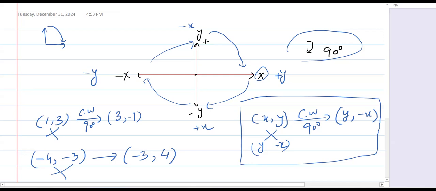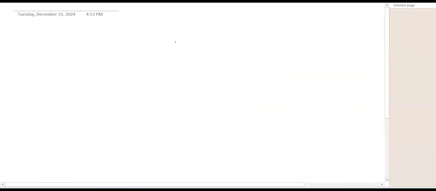If you forget, let's suppose so many times it happened. I always forget the rule. I never remember the rule. How do I remember? I just draw the axis. I say this is positive x, this is negative x, positive y, negative y. What do I have to do? 90-degree clockwise. Yes, okay. It means what will happen?